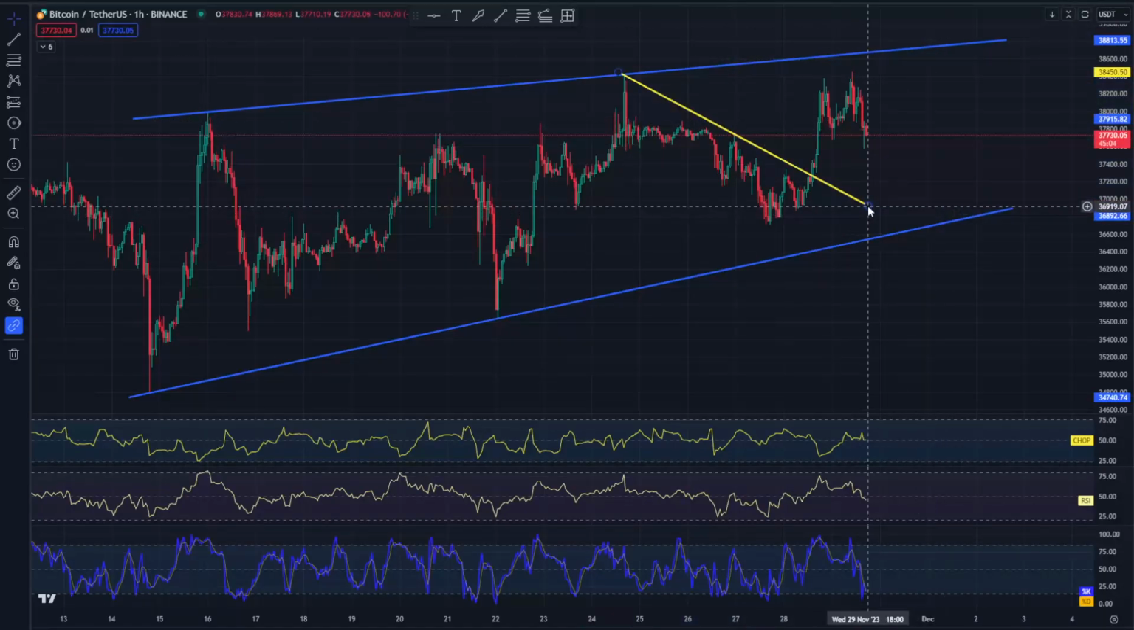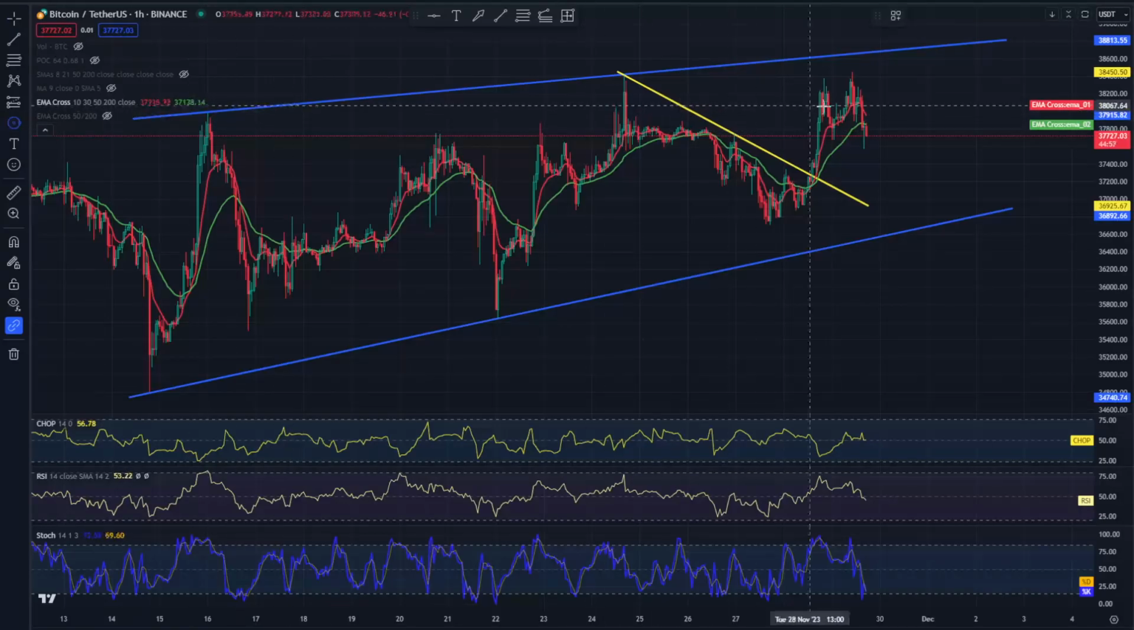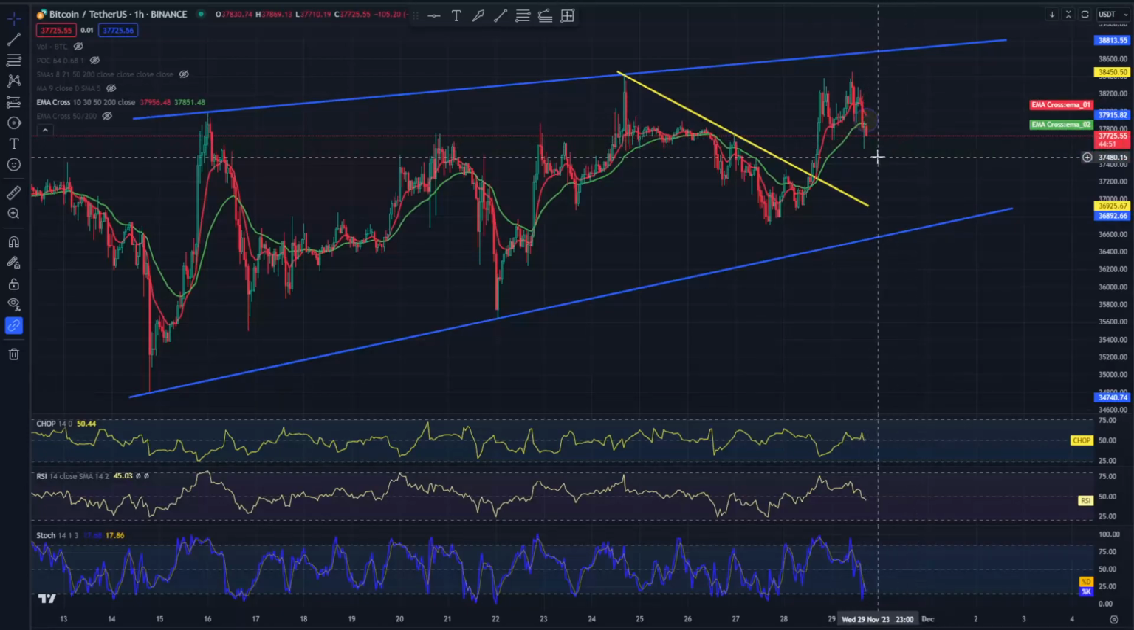Going further, it is worth checking the behavior of the EMA cross 10 and 30 indicator, and as we can see, the red line EMA 10 is starting to turn around, and it is worth watching at this point whether it will cross the green EMA 30 line from above, which would confirm the transition to a local downtrend.